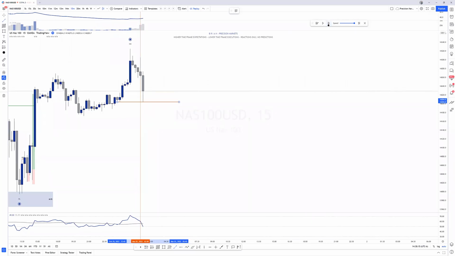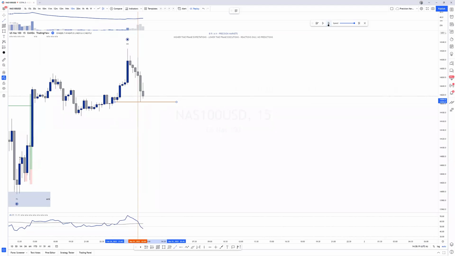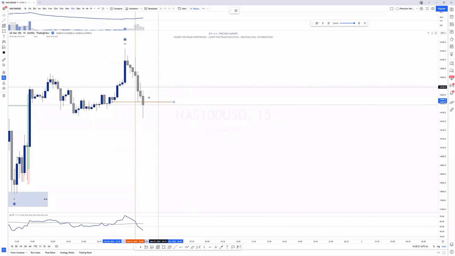It came really close and just barely missed it from wick. All right, so now we've had it break. Now at this point, it's time for me to find my POI. And so I know this is my chalk.